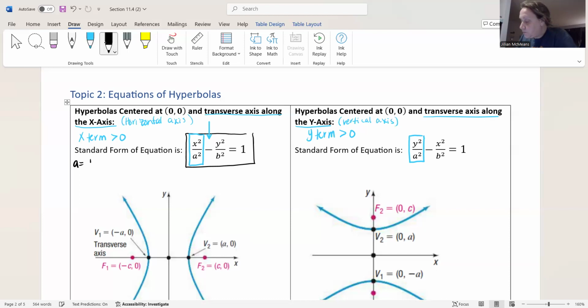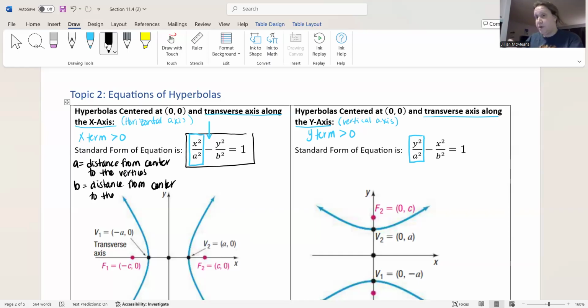So a is the distance from the center to the vertices, the main vertices, the ones along your transverse axis. b is the distance from the center to the co-vertices. Now remember, the co-vertices are on the conjugate axis, which runs perpendicular to the transverse axis. They're in the opposite direction to the vertices.